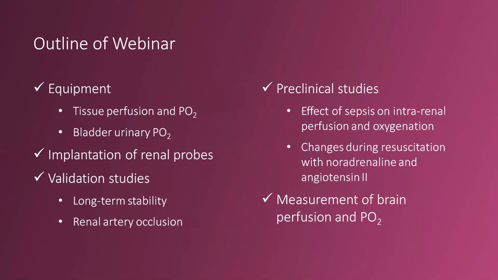These will include looking at the long-term stability and the effect of altering blood flow to the kidney by occluding the renal artery. We'll then move on to some important preclinical studies in which we use an ovine model of sepsis, in which we look at intra-renal perfusion and oxygenation. And then Yogesh will present some very exciting new data looking at the effects of resuscitation with noradrenaline and angiotensin II. And finally, we'll finish with a couple of slides just showing some recent data in which we've measured perfusion and PO2 in the brain.